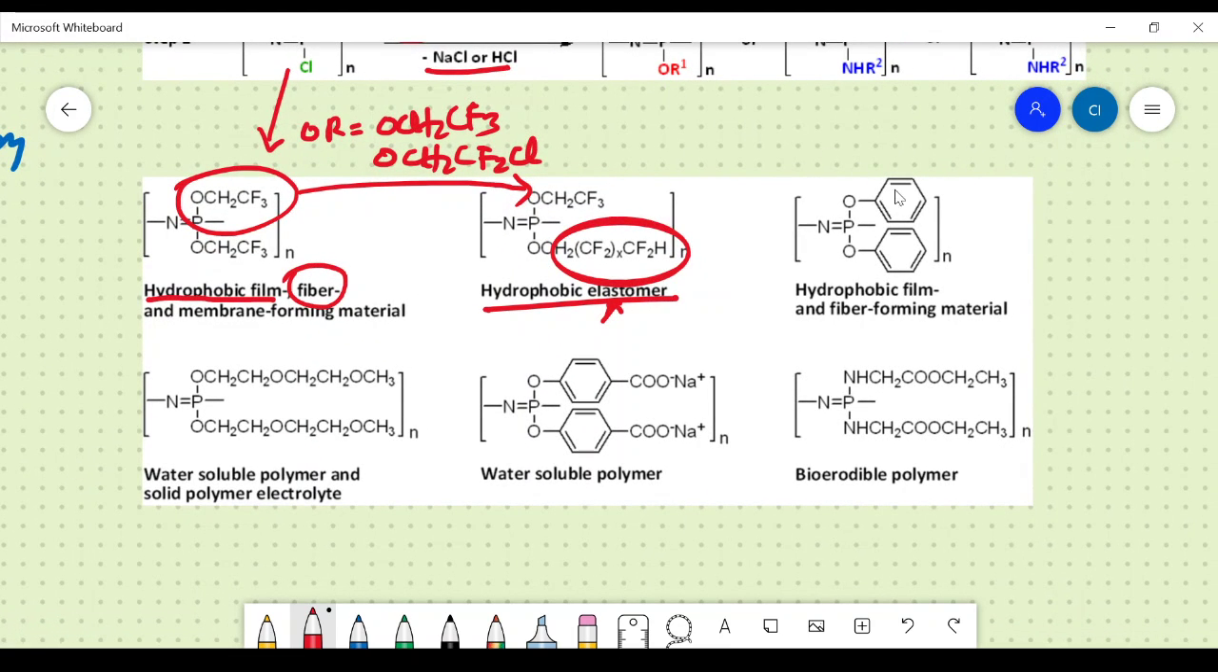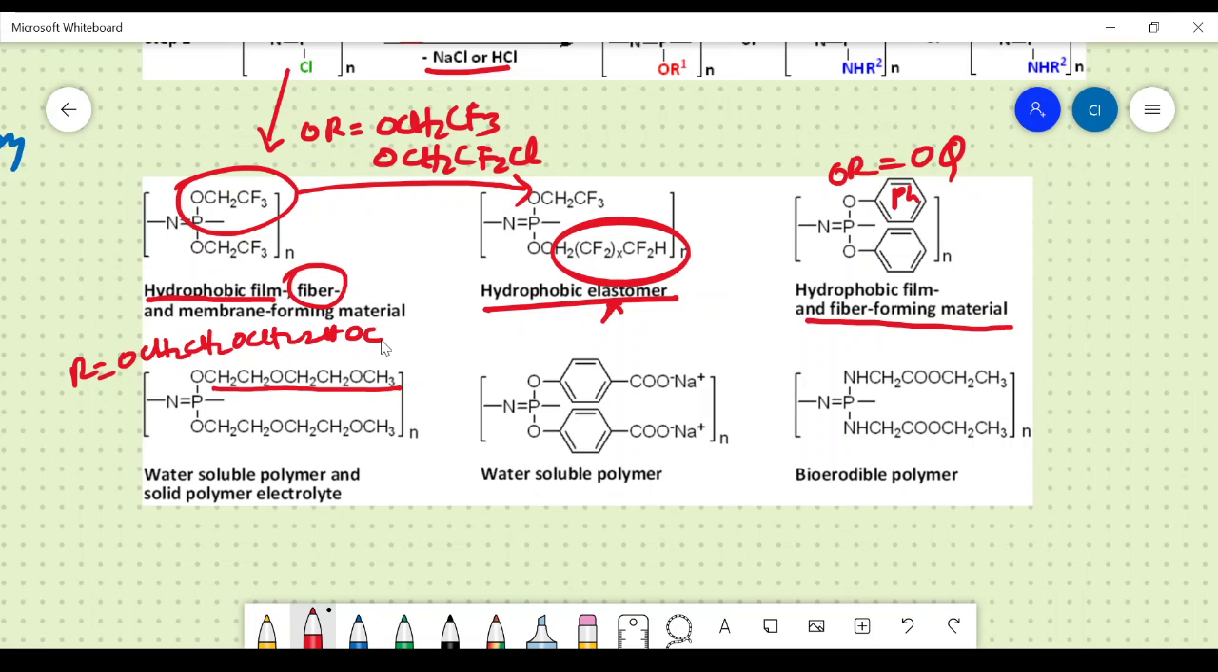And then you have this aromatic ring there. This is a phenyl ring there. Both OR is equal to OC6H5. This becomes a hydrophobic film and fiber forming material. So then you have a linear chain there, where R is equal to OCH2CH2OCH2CH2OCH3. So slightly organic, I mean the oxygen link, ether type link is there, but it is showing a very good water soluble property, and it's used as solid state electrolytes in most of the batteries that come in mobile phones and other things.